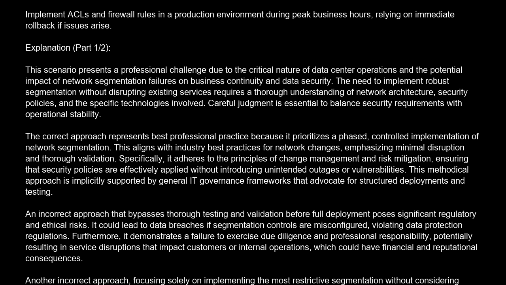An incorrect approach that bypasses thorough testing and validation before full deployment poses significant regulatory and ethical risks. It could lead to data breaches if segmentation controls are misconfigured, violating data protection regulations. Furthermore, it demonstrates a failure to exercise due diligence and professional responsibility, potentially resulting in service disruptions that impact customers or internal operations, which could have financial and reputational consequences.